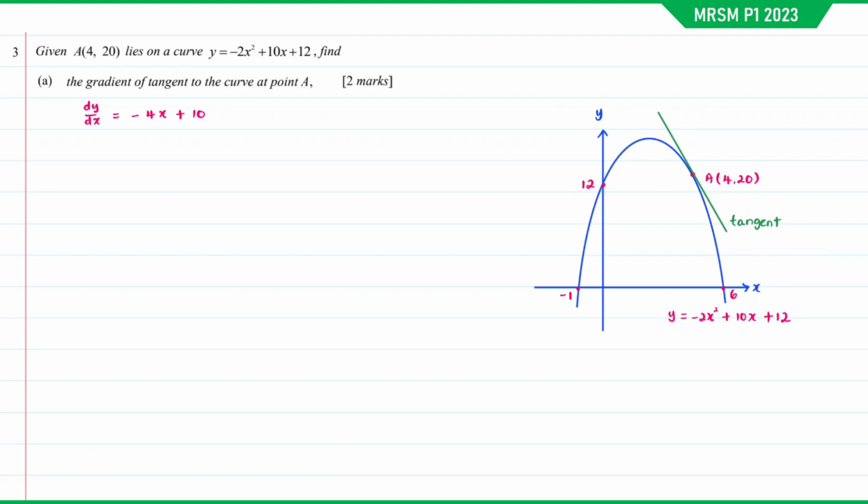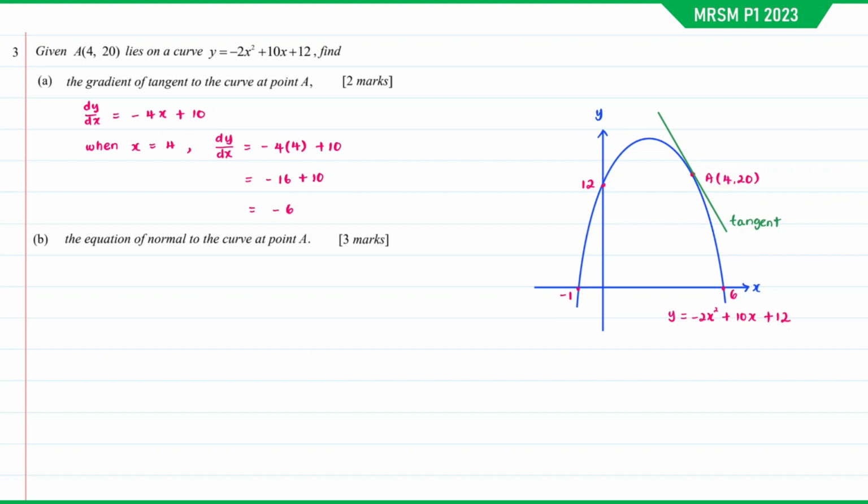To find the gradient of the tangent, we're going to substitute the x coordinate of the point A into the dy/dx. So dy/dx is equal to negative 4 times 4 plus 10. So this is equal to negative 16 plus 10, which is equal to negative 6. And that will be the gradient of the tangent at point A.